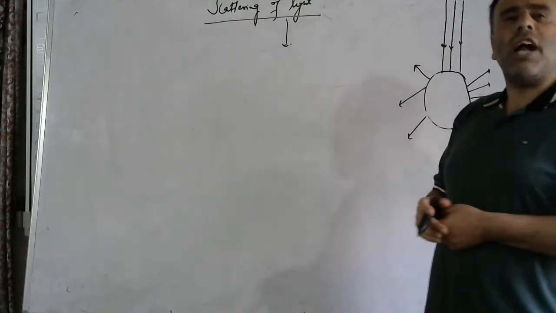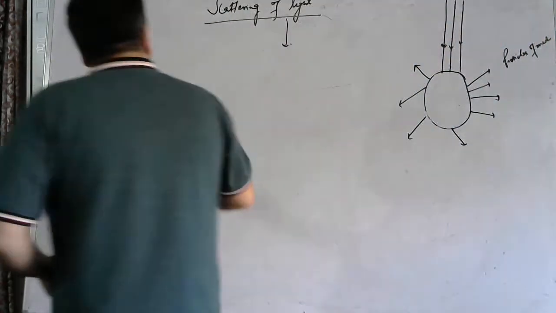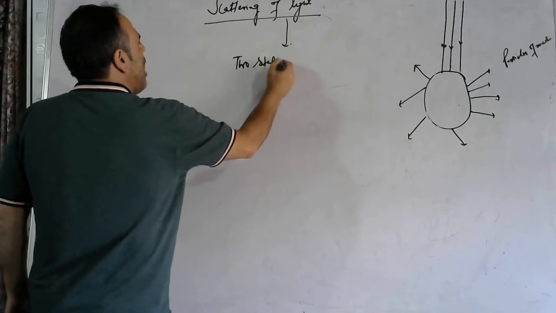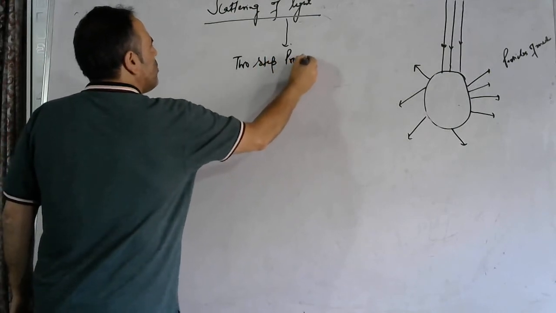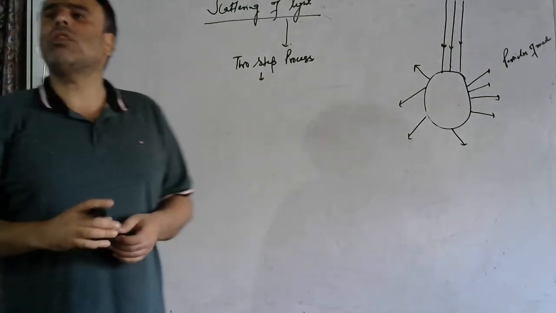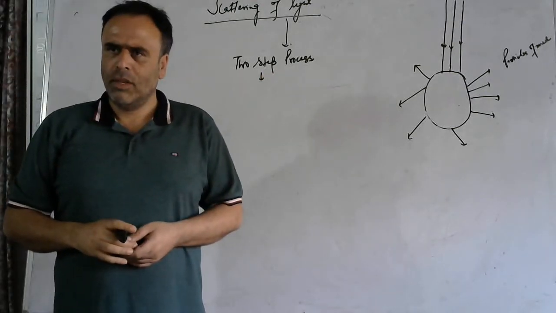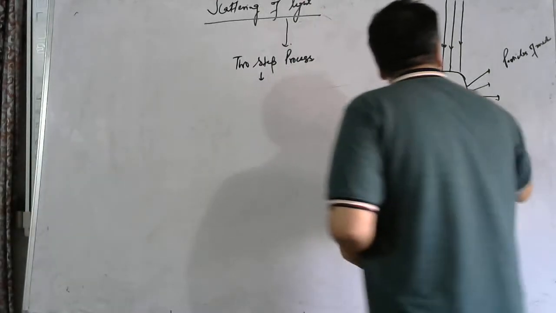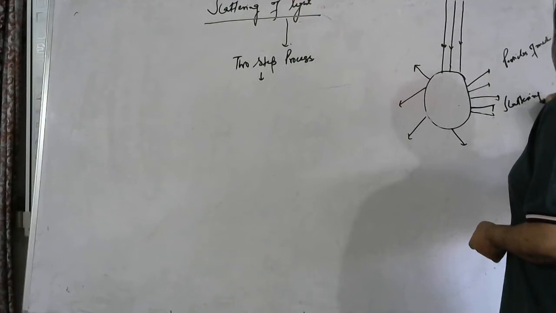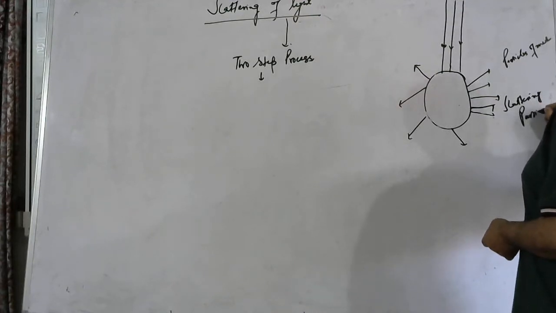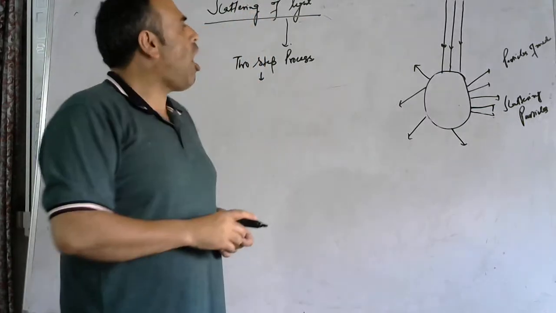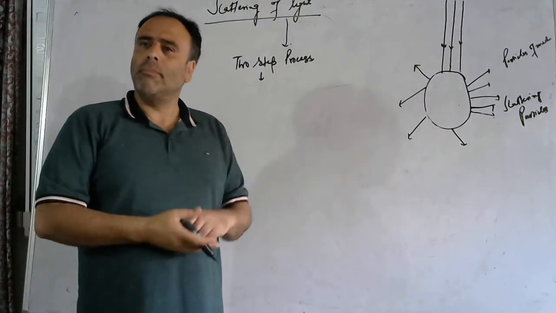Basically, this scattering of light is a two-step process. Scattering of light is a two-step process. These are called scattering particles. These scattering particles absorb the light falling on them.